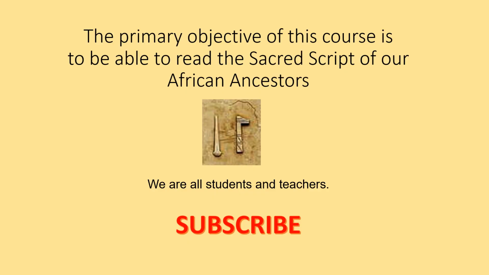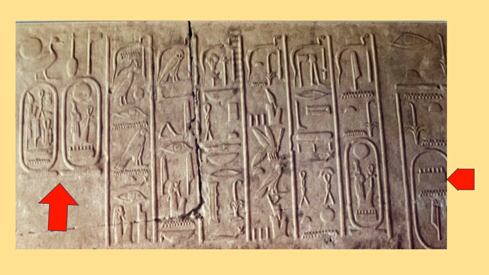The primary objective of this course is to be able to read the sacred script of our African ancestors, Medu Neter. We are all students and teachers. So in this lesson, I'm going to focus on this particular set of Medu Neter. We've actually seen this in several lessons earlier. In this lesson, I'm going to focus on reading this text.